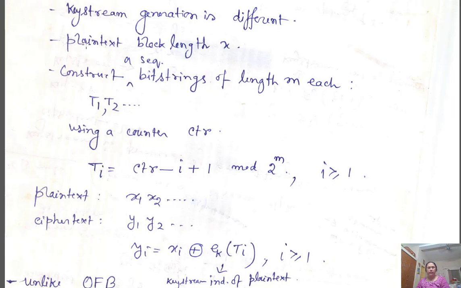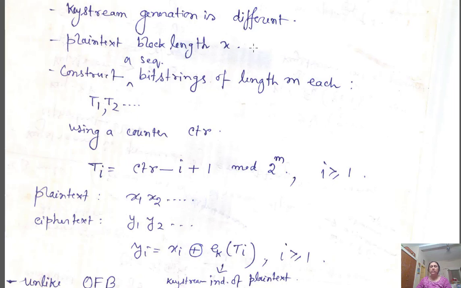Okay, so I think this plain text block length is x. Okay, fine, no problem. Now plain text x1, x2, and cipher text. How do we generate cipher text?